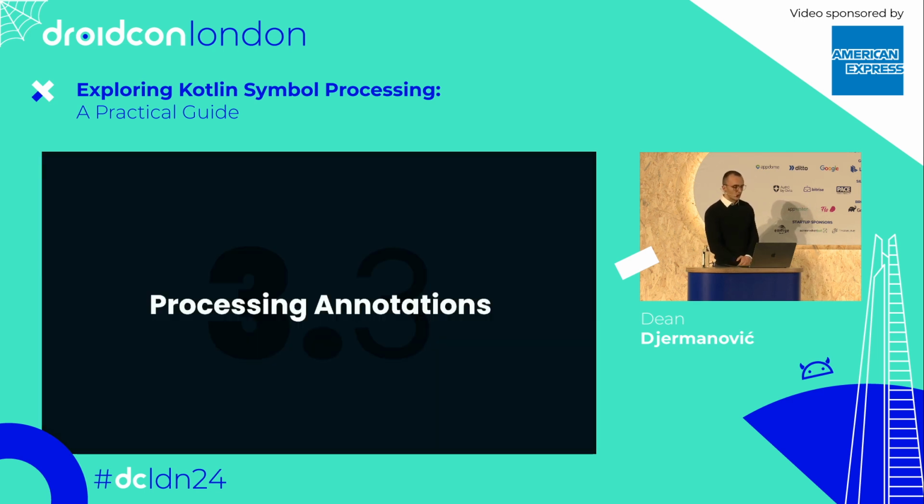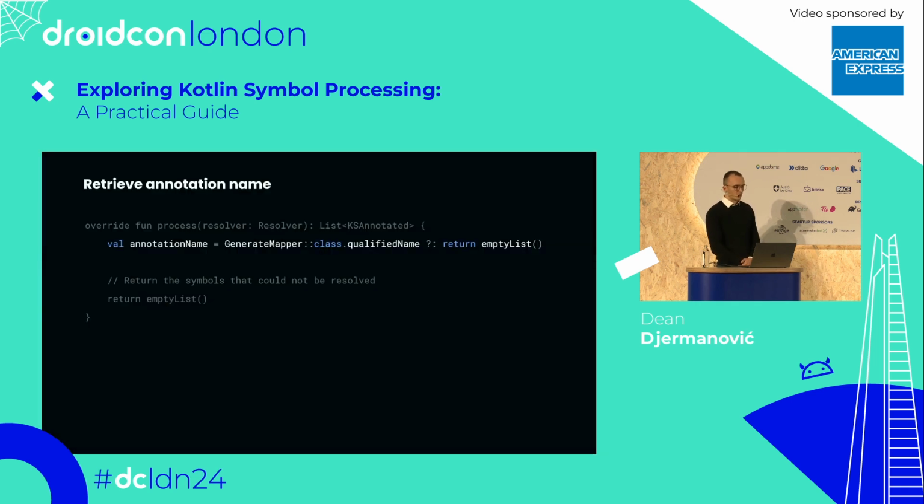We are going to use our custom generate mapper annotation to annotate all of the data classes that need their mappers automatically created. First, we have to get access to all of the classes that are annotated with our annotation. The logic for that will live inside the process method of our symbol processor. The first thing we have to do is get the fully qualified name of the annotation that we are interested in, which in our case is the generate mapper annotation.